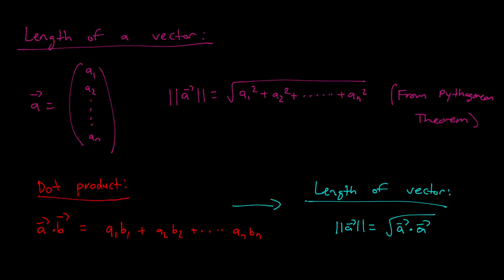Now, an important operation between two vectors is the dot product, where A dot B is A1 B1 plus A2 B2 plus AN times BN, where A1 and B1 are the corresponding elements in the vectors A and B. And based on this definition, you could show yourself that the length of a vector is actually the square root of a vector's dot product with itself.